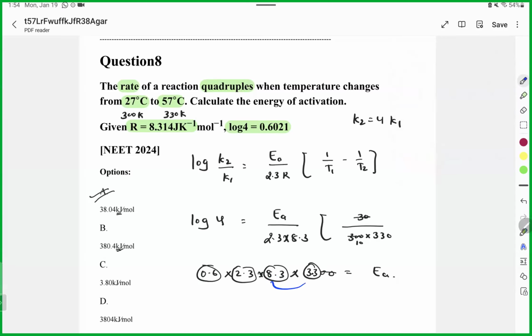8 3s are 24. 24 2s are 48. Almost half, 24. What is the nearest to 24? Done. Don't do calculation. Understood? Same question. Repeated question. See, your graph is repeated. Your activation energy is also repeated.